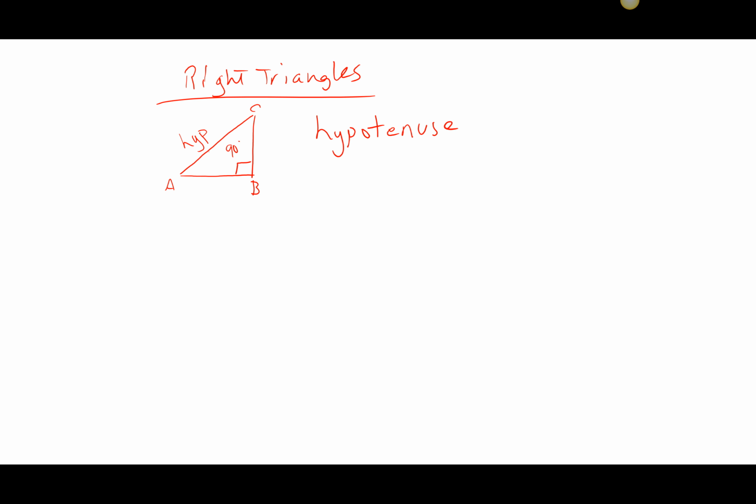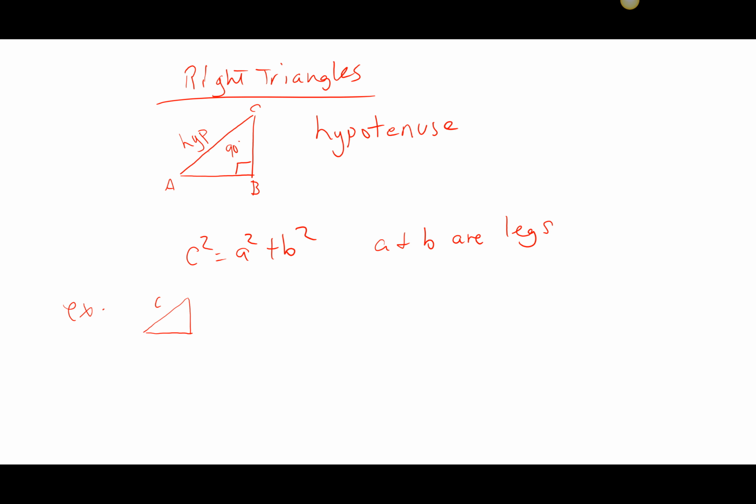Now let's talk about the Pythagorean theorem. This was out of chapter 8, so it's not new, but this is going to help you find the other sides. Remember, in the Pythagorean theorem, c squared equals a squared plus b squared. A and b are the legs, and c is your hypotenuse. So let's look at an example.